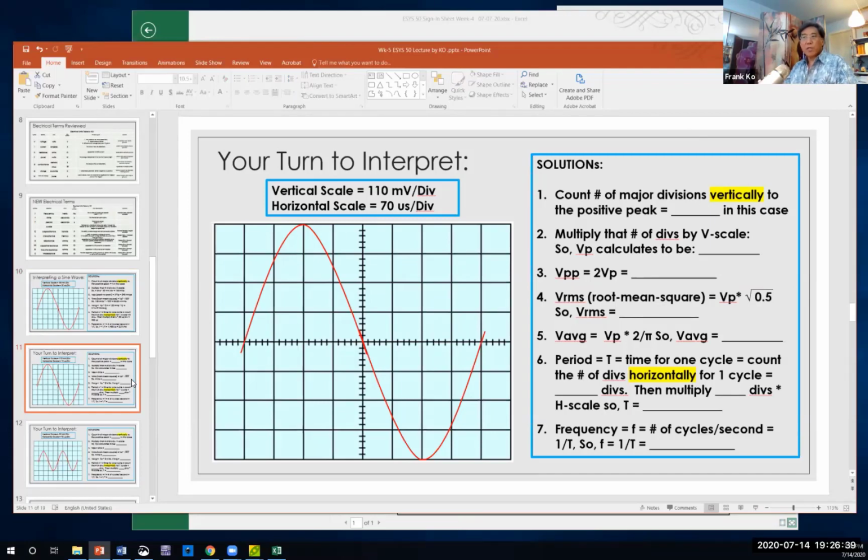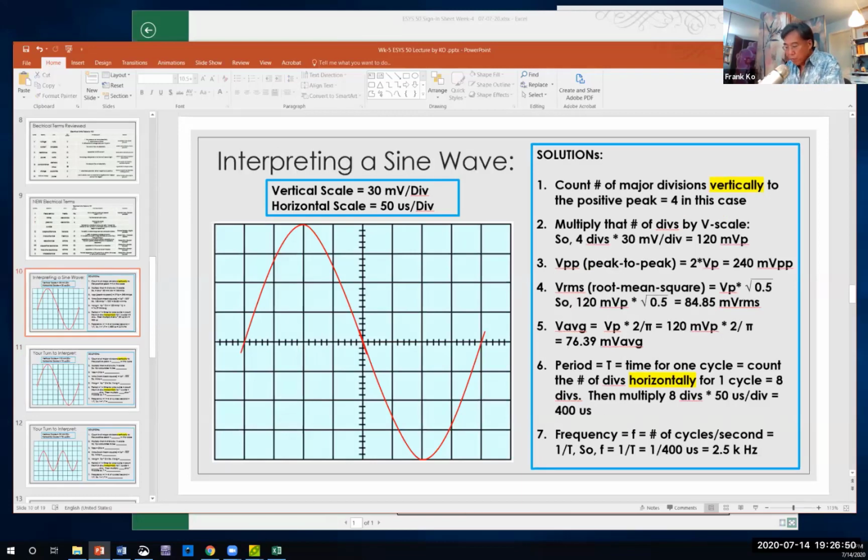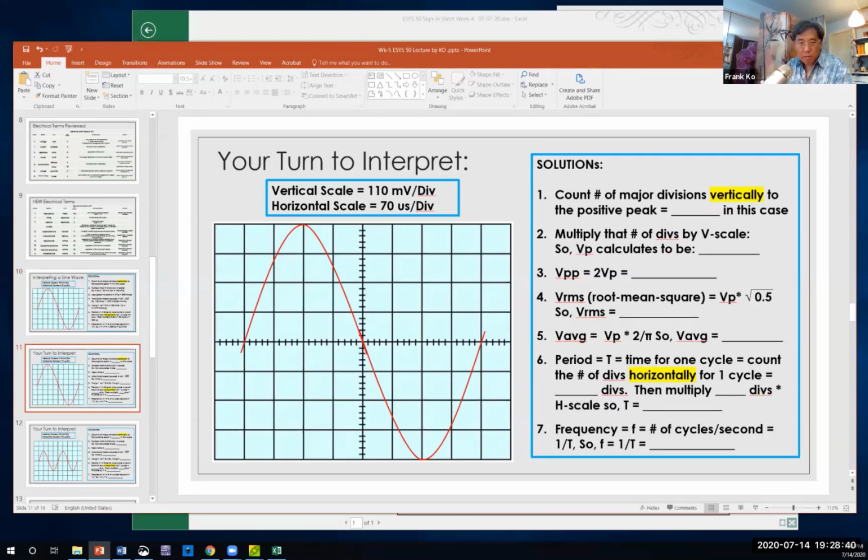Here we go. The vertical scale is now given as 110 millivolts per division. Horizontal scale is 70 microseconds per division. I will get out a calculator and pen, and I will go ahead and do this with you. Let's start with volts peak. How do we verbalize how we calculate volts peak, and walk us through the steps for number 1 and number 2. Could you do that for us, please, Harpreet?